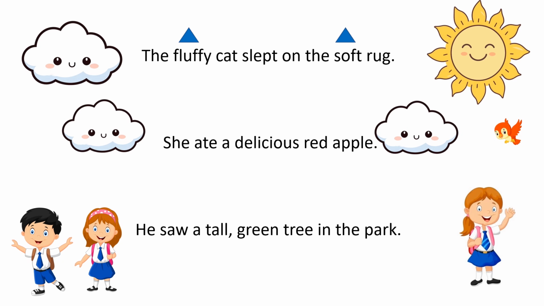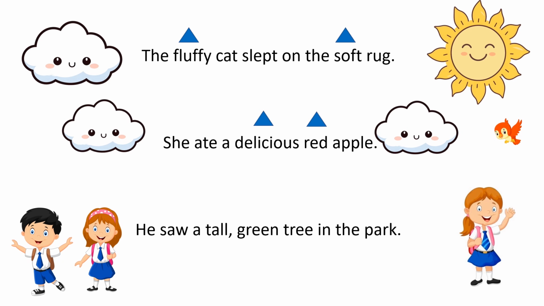On the second one, we also have 2. She ate a delicious red apple. Which ones are the adjectives? First one is delicious because it describes the apple, which is a noun. The second one is red, which also describes the apple, which is a noun.